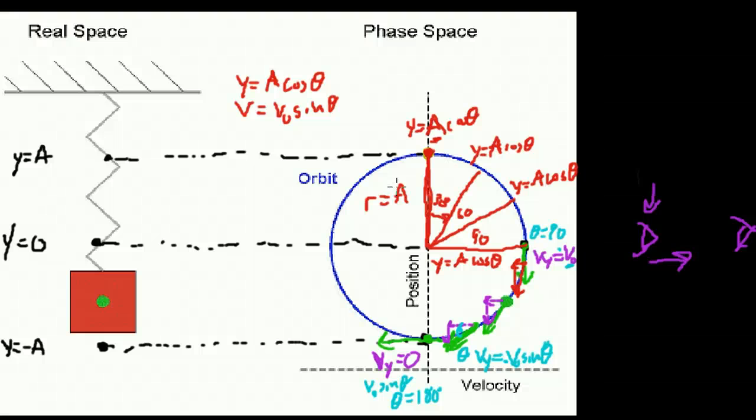Alright, in the previous video we started talking about simple harmonic motion and how we take these motions in the real world and project them or map them onto this phase space, which we can then relate back to what's happening in this real space.